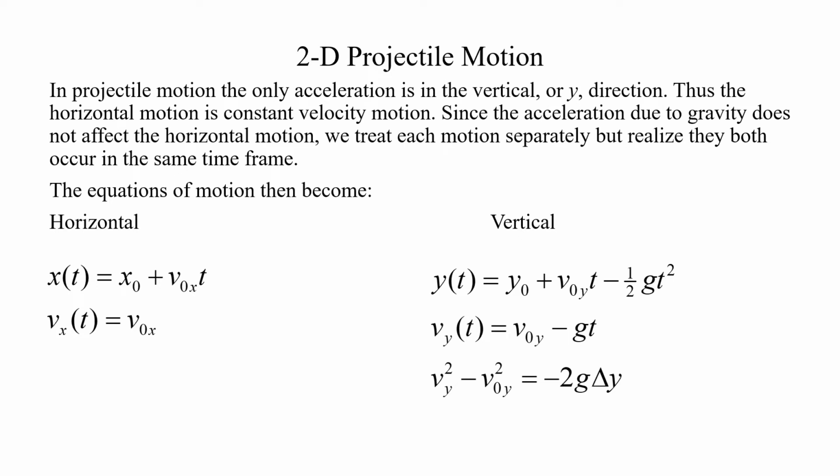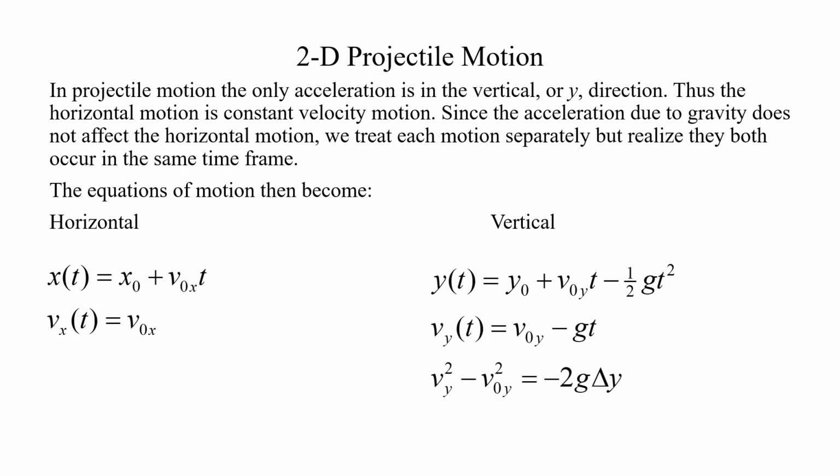So it's just like making a vector notation. We have an x component and a y component. The y component has constant acceleration. The x component has 0 acceleration, so it will be constant velocity motion. So now our equations of motion become these.